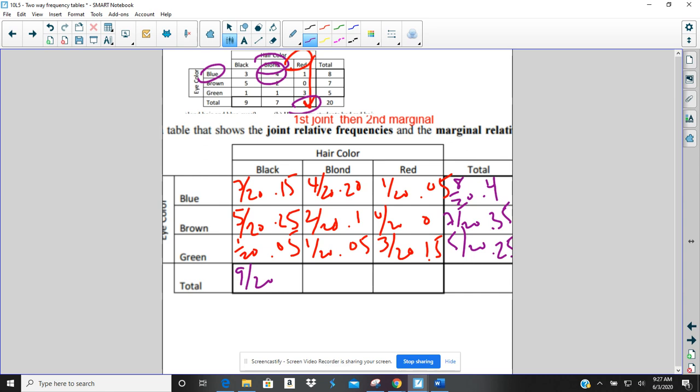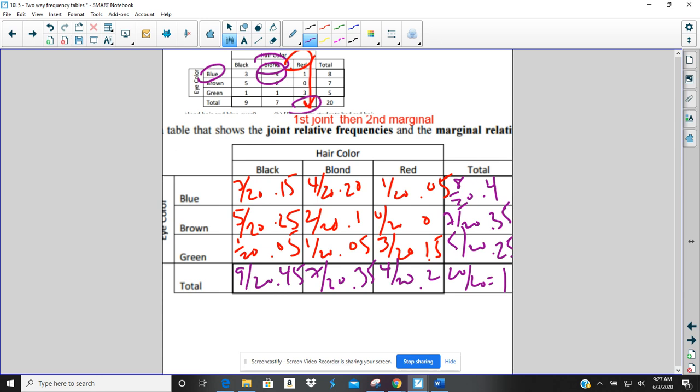9 divided by 20 is 0.45. 7 divided by 20 we just did, which is 0.35. And 4 divided by 20 is 0.2. Okay, and if I added all these up, for example, all of the eye colors, 0.4 plus 0.35 plus 0.25 is, of course, 1, because 20 divided by 20 is 1. Okay? So that's how we do joint relative frequencies.